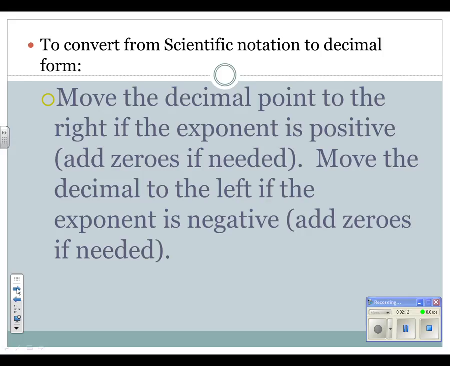Next, to convert the other way from scientific to decimal, you move the decimal point to the right if the exponent is positive, and add zeros if needed. Move it to the left if the exponent is negative, and add zeros if needed. Remember, the exponent will tell you how many times to move the decimal.